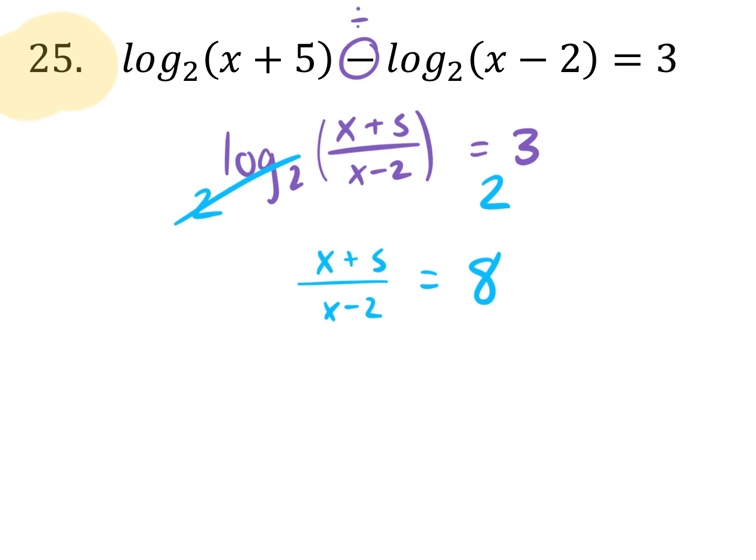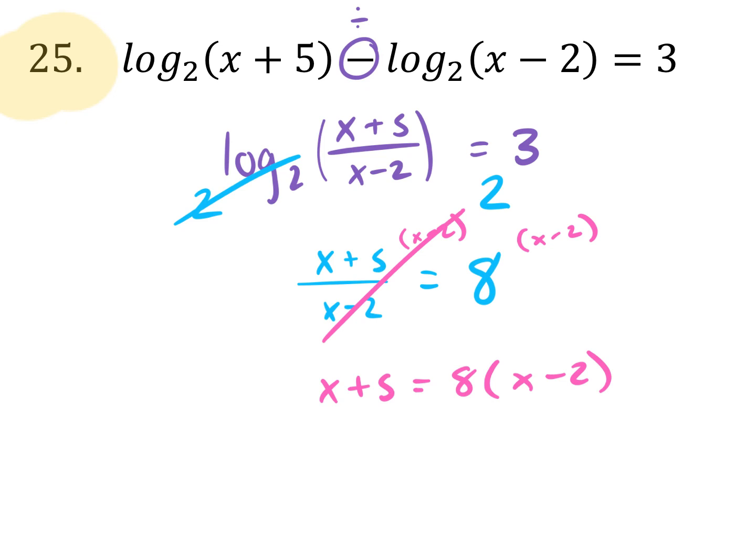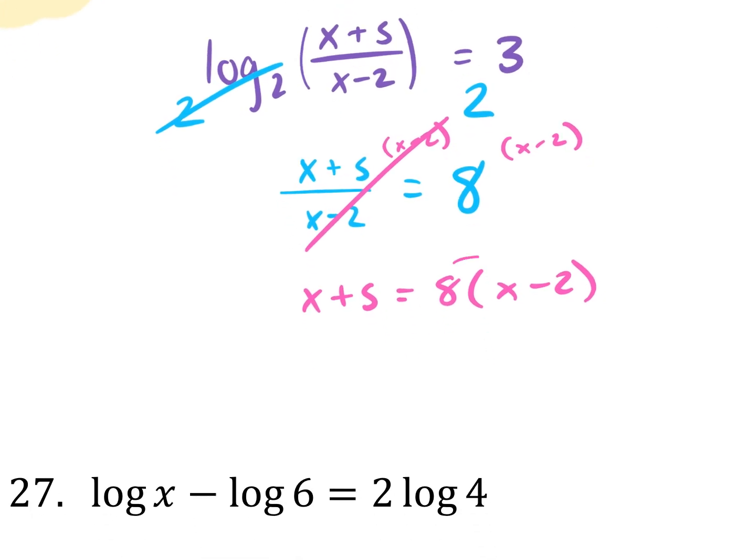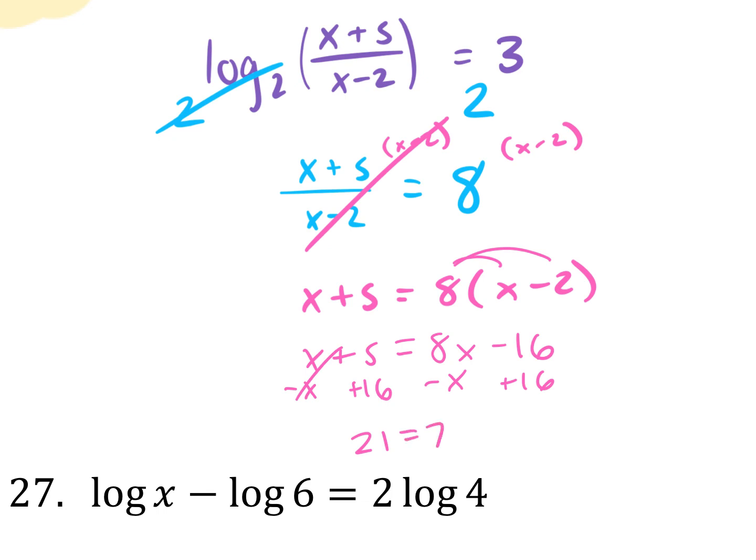Now how can I solve? I can multiply both sides by x minus 2. That works. So x plus 5 is equal to 8 times (x minus 2). We would distribute the 8. So it would be 8x minus 16. And then we would just want to combine our like terms. So we can subtract x on both sides and add 16 to both sides. So 21 is equal to 7x. So x is equal to 3.